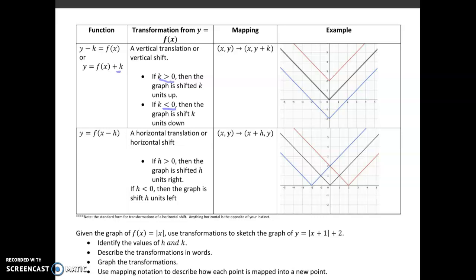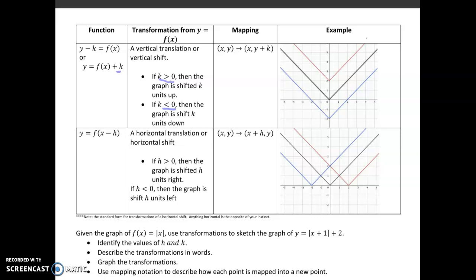So here, I'm going to start off and write the mapping notation, and I'm going to be writing in point notation. Let the black curve be the parent function that we wish to transform, right here. So we're going to transform that. I'm going to shift it up 2 units. Since I'm shifting it up 2 units, k is going to be equal to 2.